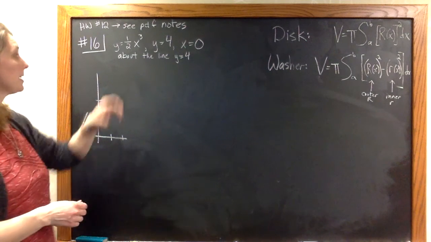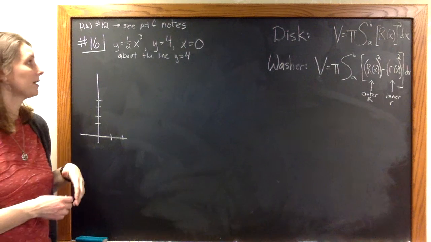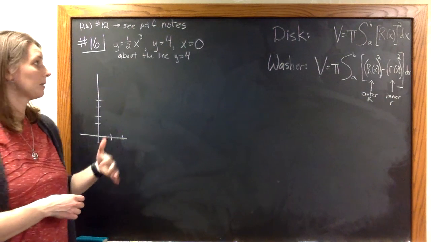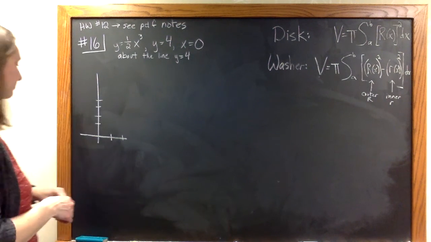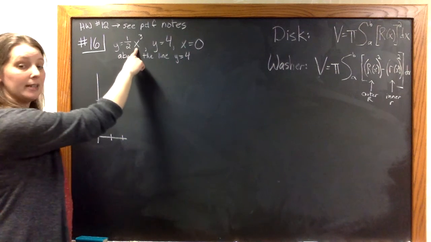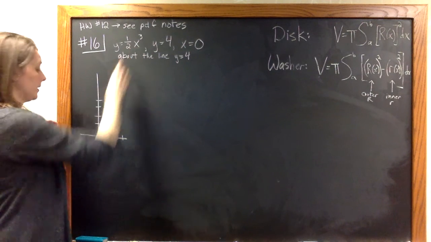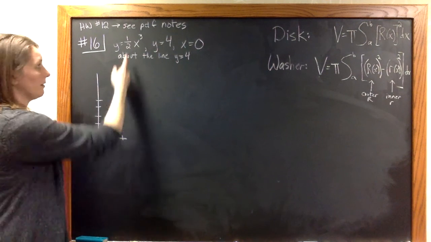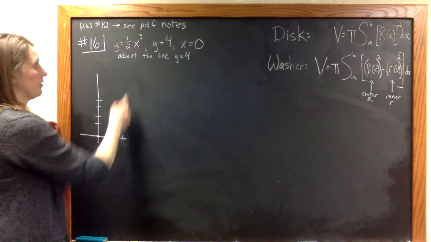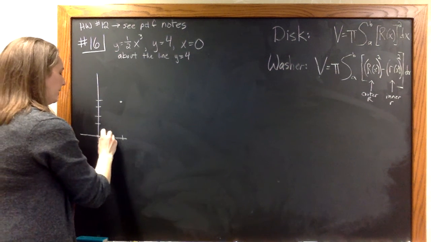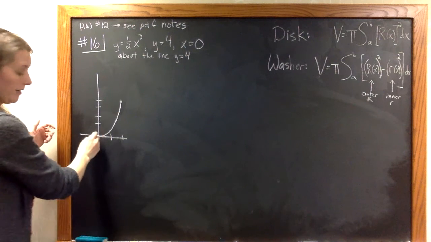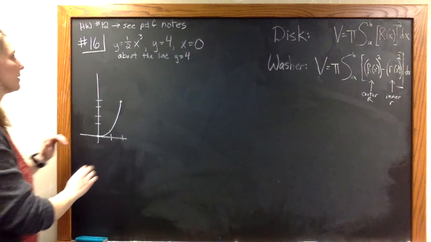So we are supposed to take the region bound by y equals 1 half x cubed, y equals 4, and x equals 0, and we're going to rotate this about the line y equals 4. So this is a cubic function. Clearly it goes through 0, 0. If you plug in 1, you get 1 half. And if you plug in 2, you get 4. Okay, so that's what this is going to look like. The other side of it obviously goes down here. We don't need that part of it.